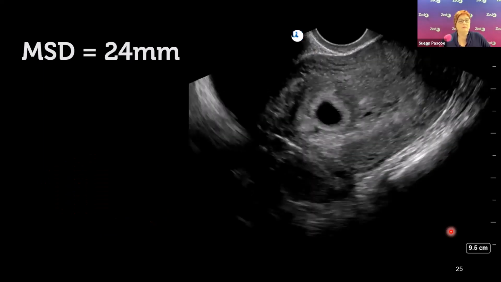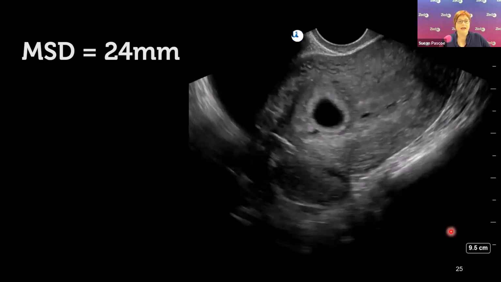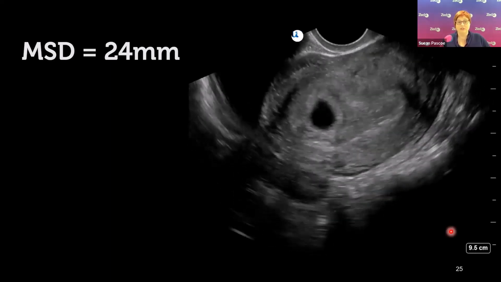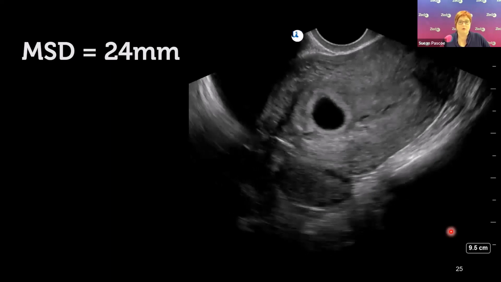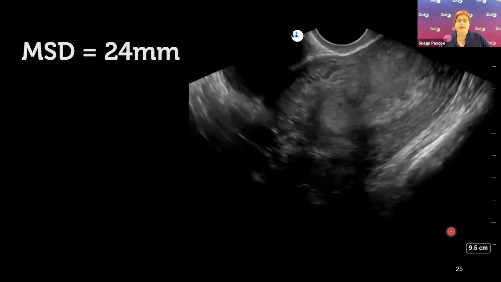If that same mean sac diameter came back as 24 millimetres and we don't see a fetal pole or a yolk sac, then we could repeat the scan in a week's time. And in a week's time, if nothing's changed, then we can say that there's a pregnancy failure. But if in a week's time we start to see a yolk sac and a crown rump length, well, then we're getting some sort of conclusive result.